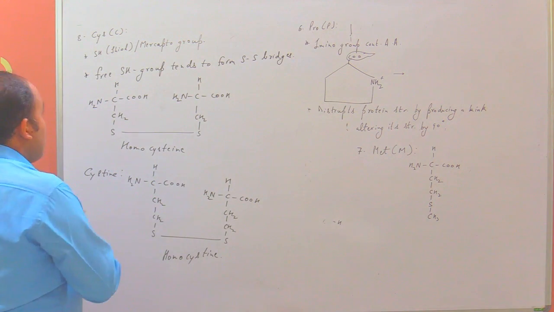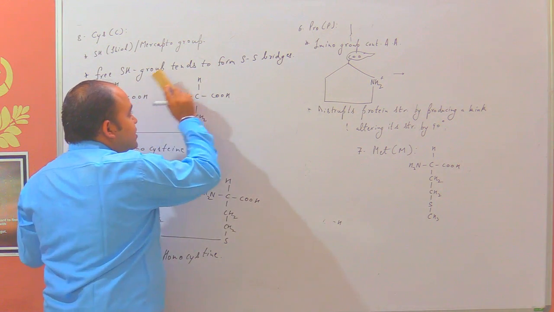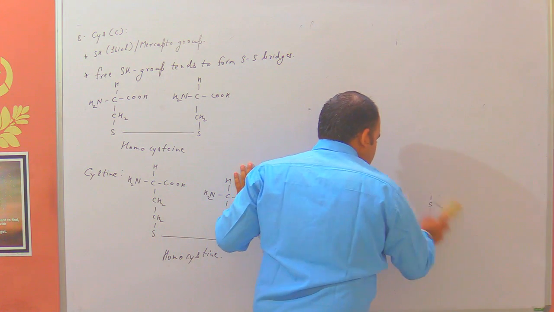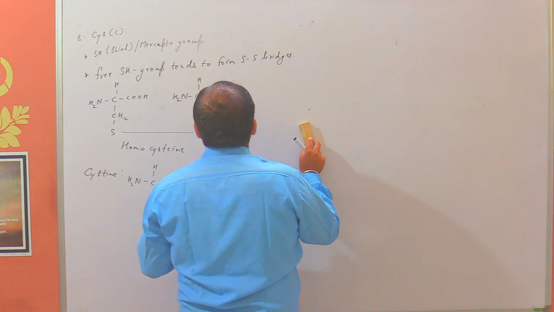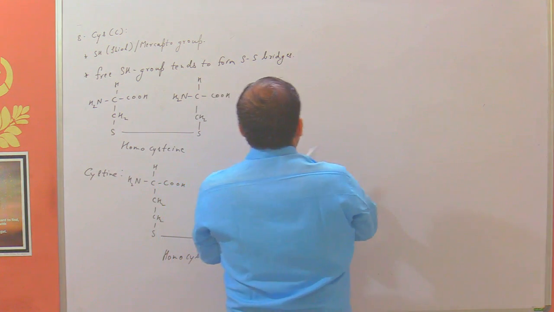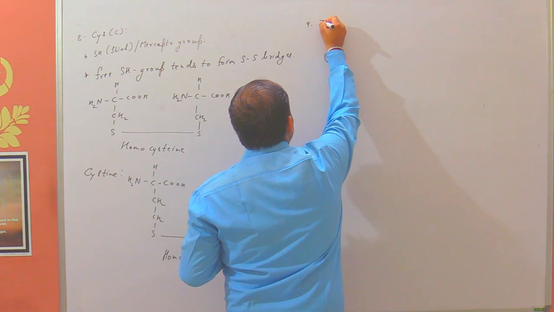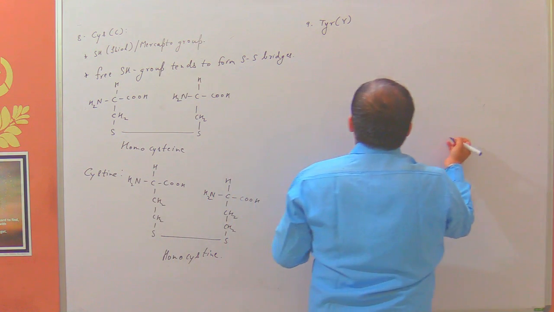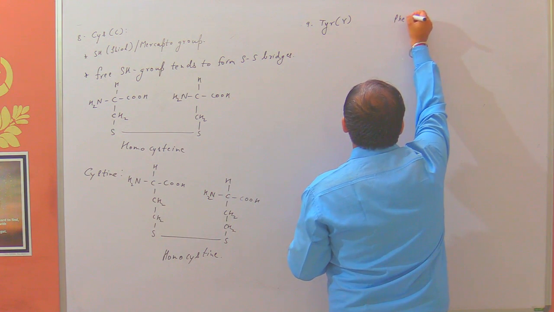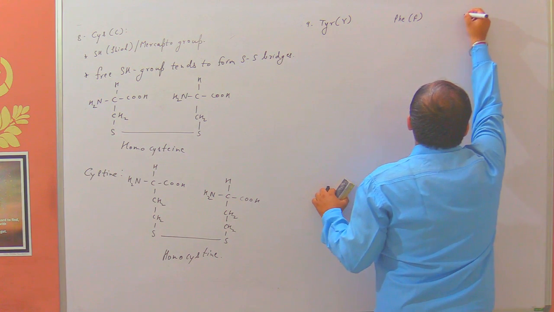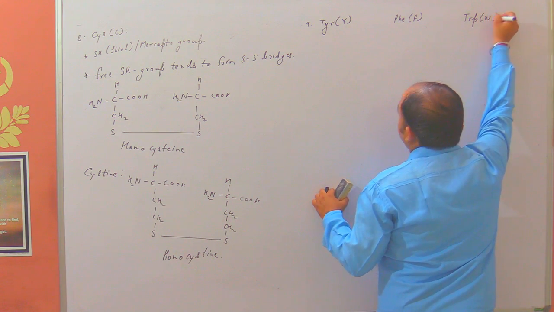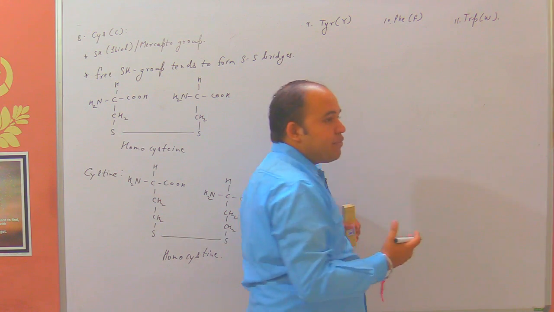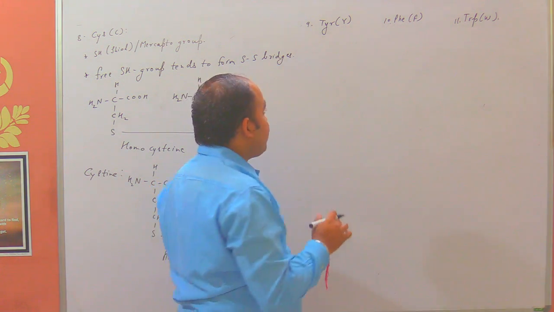Now, after cysteine, the other amino acids are the aromatic amino acids. Which were the aromatic amino acids? Tyrosine, represented by Y, phenylalanine, represented by F, and tryptophan, represented by TRP and W. They are classified as aromatic because they have a ring system present within their structure.